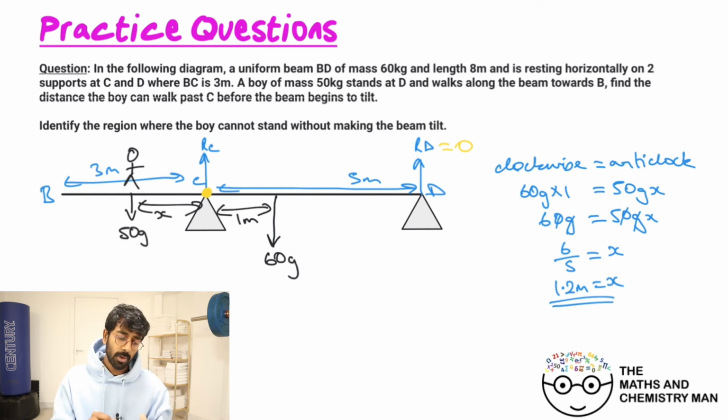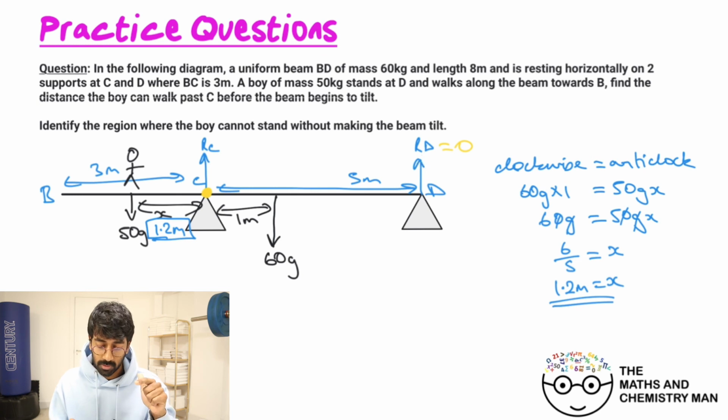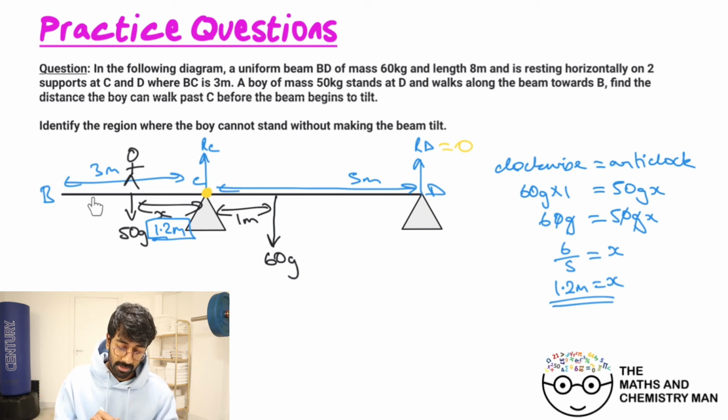So what have we just found? Well, we found out that this distance here that he can stand at is 1.2 meters. And when he does, it's then on the verge of tilting, right? Because for this whole scenario, we set it up so that RD was equal to 0. So if he's standing at 1.2 meters away from C, it's about to tilt. So if he walks past this, well, goodbye, because he's obviously going to tilt, and that whole beam is going to topple over, and that will be it.